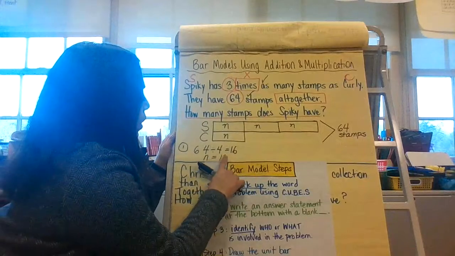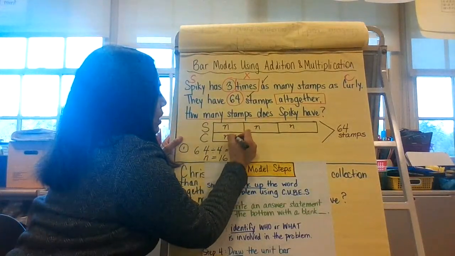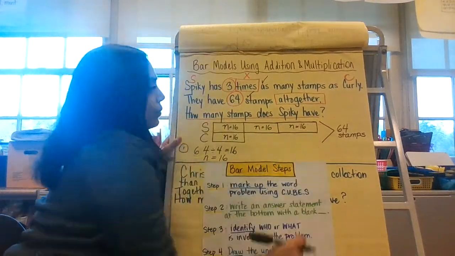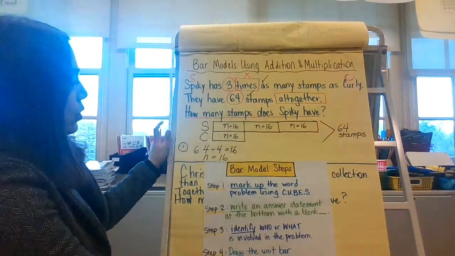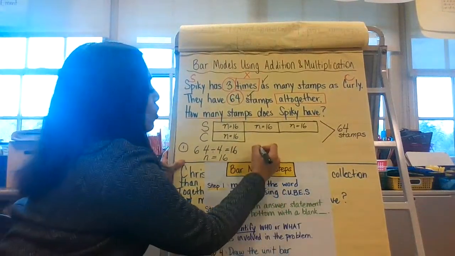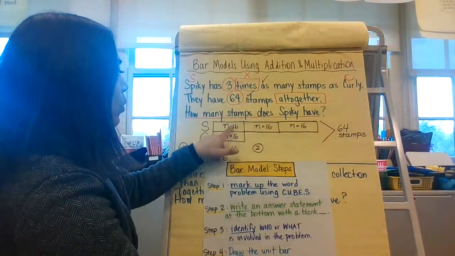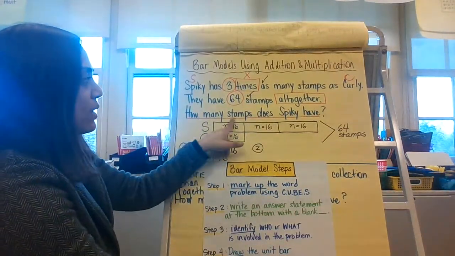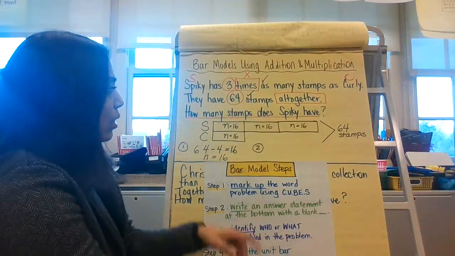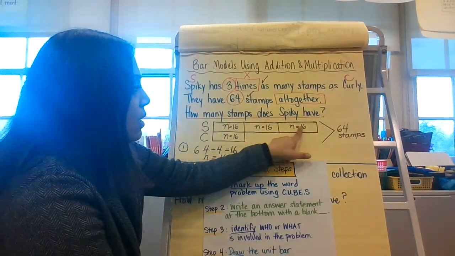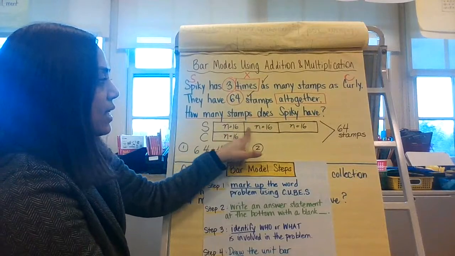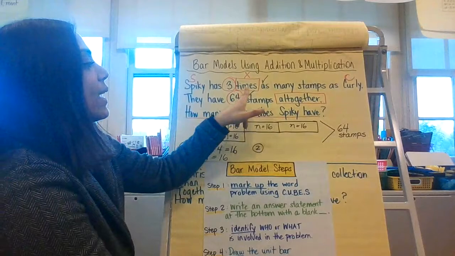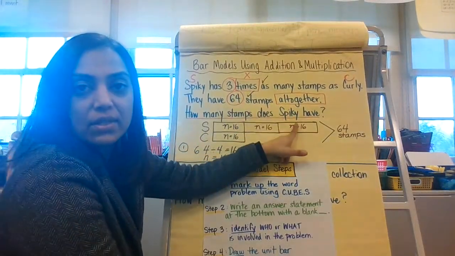Okay. Now that we know what n is, what I've shown you in the classroom is just to plug it in here. Okay. So that's step 1. Step 2, we're still not done, because even though we showed what each of these boxes, these bars are, we didn't answer the question, how many stamps does Spiky have? So we need to do what? We need to look at Spiky and we can say 16 times 3, or 16 plus 16 plus 16.